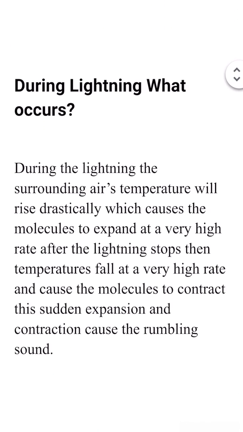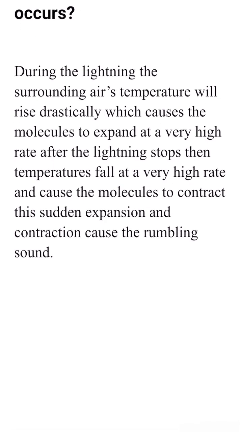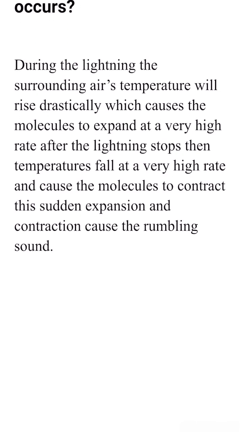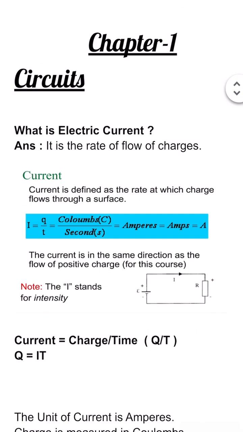Now during lightning, what happens? During lightning, the surrounding air temperature will rise drastically, which causes the molecules to expand at a very high rate. And after the lightning stops, the temperature falls at a very high rate and causes the molecules to contract. This sudden expansion and contraction will cause the rumbling sound. Now let's come to part 2 of the chapter, which is circuits.